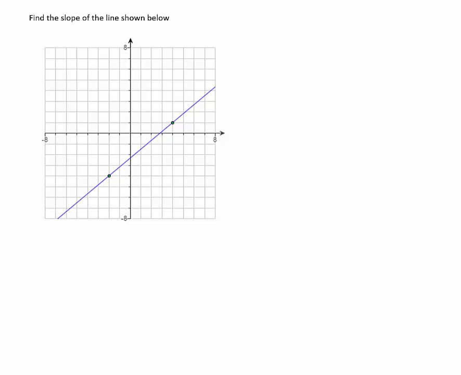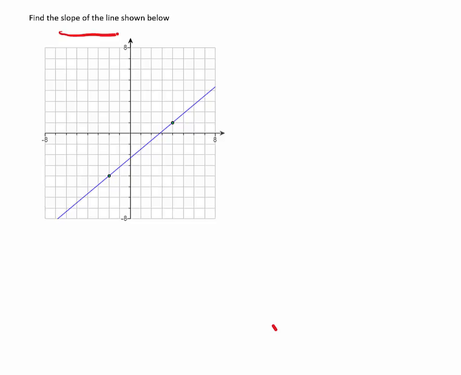In section 2.14, you're learning about slope, and there are several ways that the problems are presented to you. So I'm going to go over a couple of examples from this section. In the first one, you're given a graph, and they want you to find the slope of the line shown in the graph. There are two ways that you could do this.